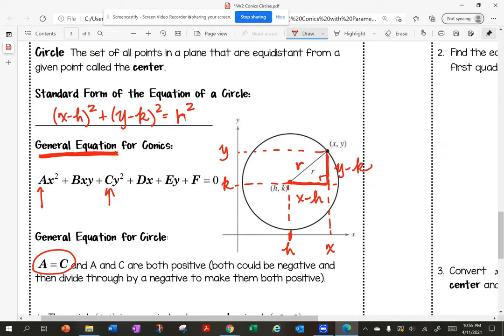So looking at the equation, I'm really just applying the Pythagorean theorem. The leg squared, which is x minus h, plus the other leg squared, which is y minus k, equals the hypotenuse squared, which is r squared.